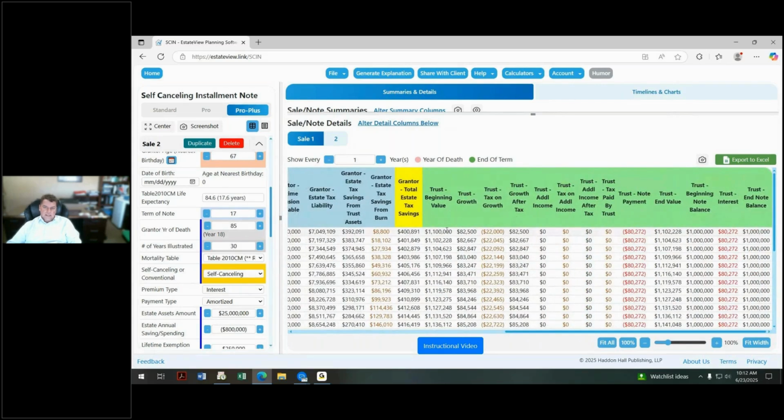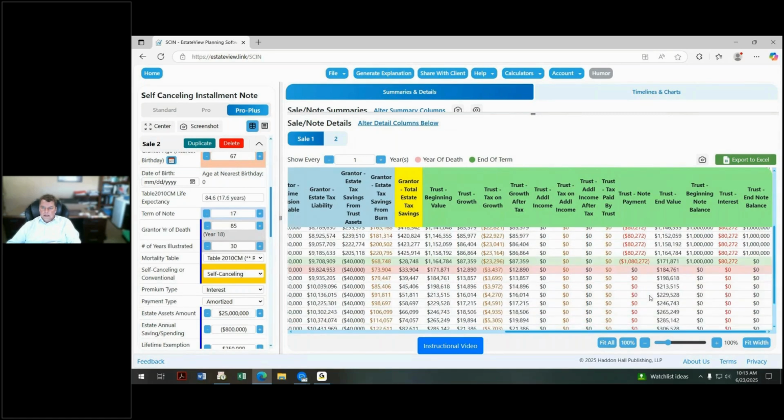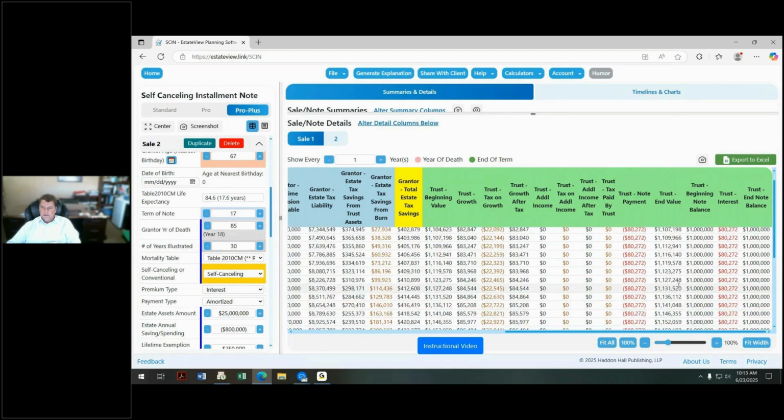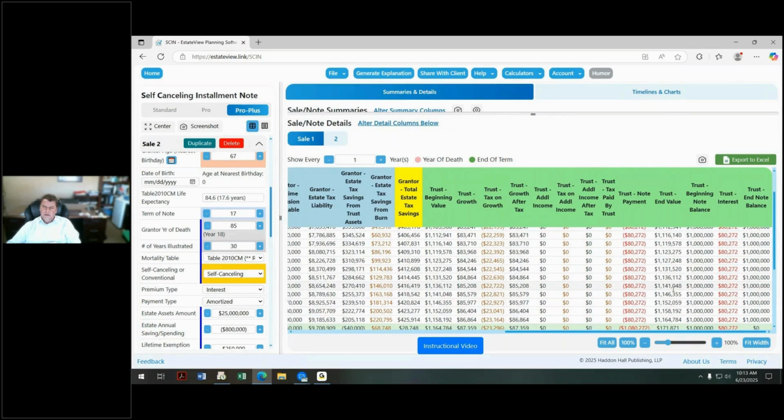But if we focus on the trust, we start with $1,000,001. We're having the trust grow at the 7.5 per year. And then also the trust making the necessary note payments of the 80.72 per year. And then you can see down in year 17 is when the final payment's made, which reduces the exemption or reduces the effectiveness of the wealth transfer.